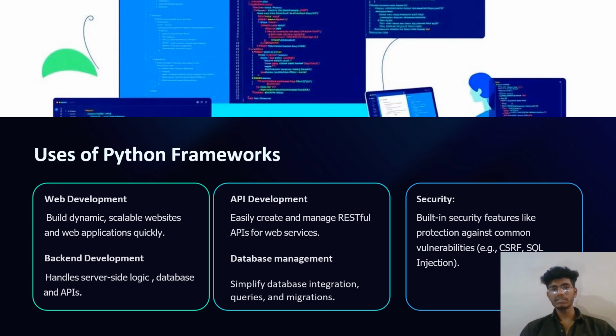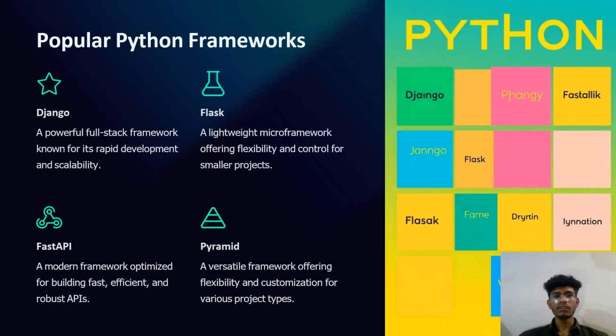Another purpose is web development. We are mostly using it for web development. It provides us features like building dynamic, scalable websites and web applications quickly. Moreover, it helps us in backend development also. It handles the server side logic, databases, and API. Now we come to the topic of popular Python frameworks. You can see there are popular frameworks like Django, Flask, FastAPI, or Pyramid. Now my friend Aman Sharma will proceed and tell you a brief about this topic.